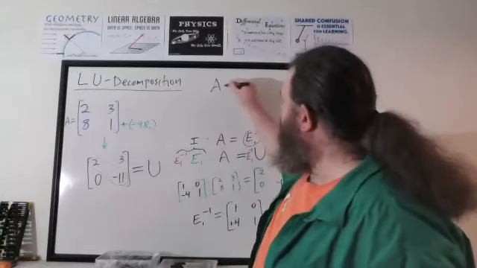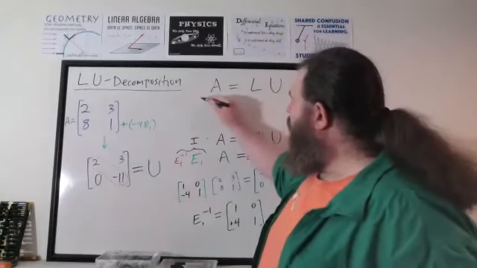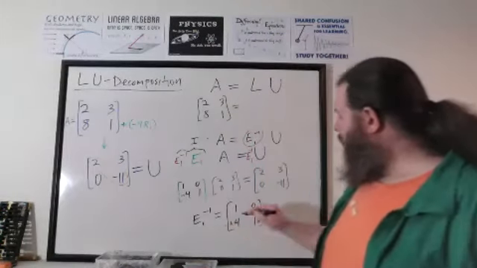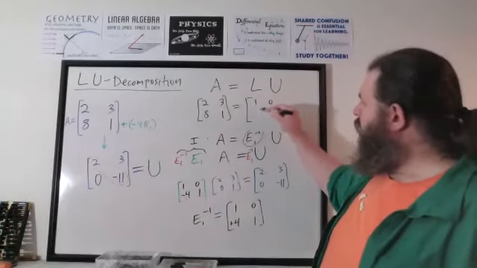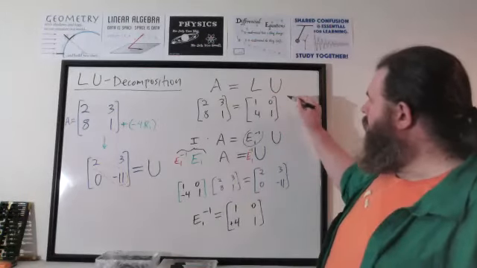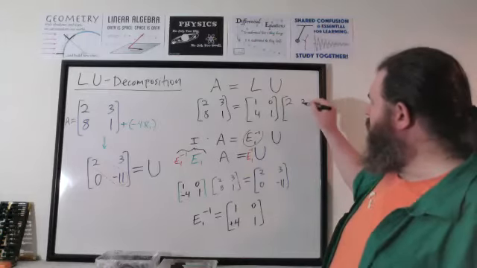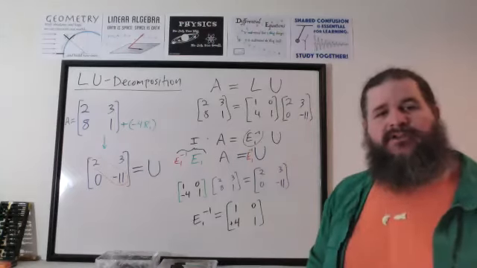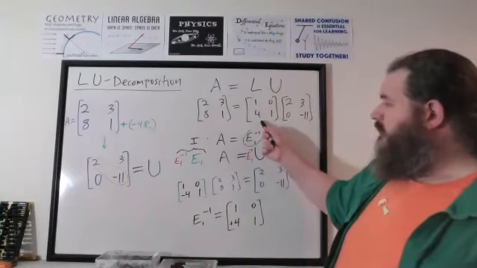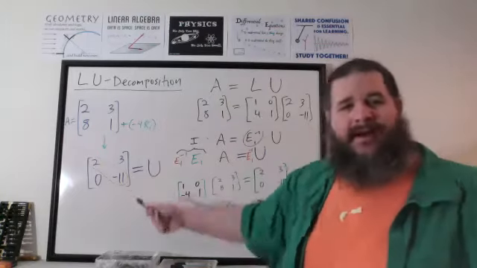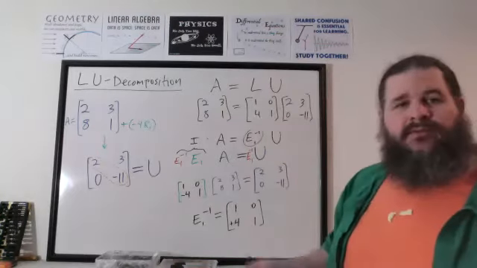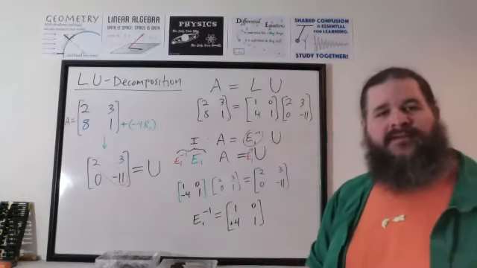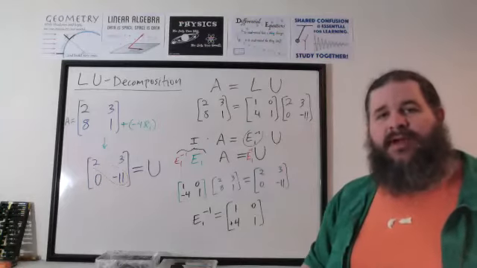as A equals L times U, A being 2, 3, 8, 1, L being 1, 0, 4, 1, and U being 2, 3, 0, -11. So U is the upper triangular matrix we get from row reduction. L is a matrix composed of the inverse of any operations we did to get there. And as always, you can do one final check, multiply these together, and make sure you get back to the original matrix. Because the whole point is that these should multiply to the original matrix.